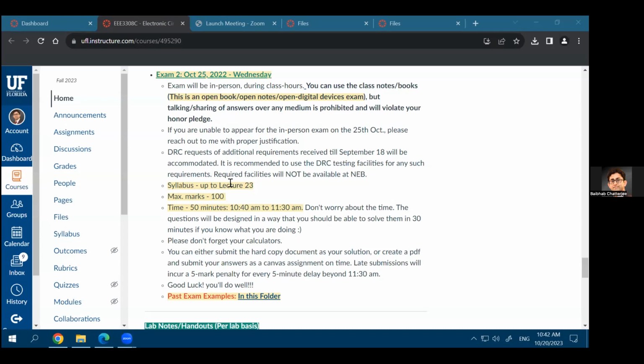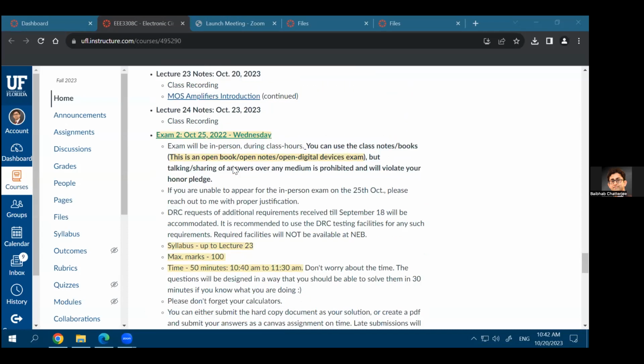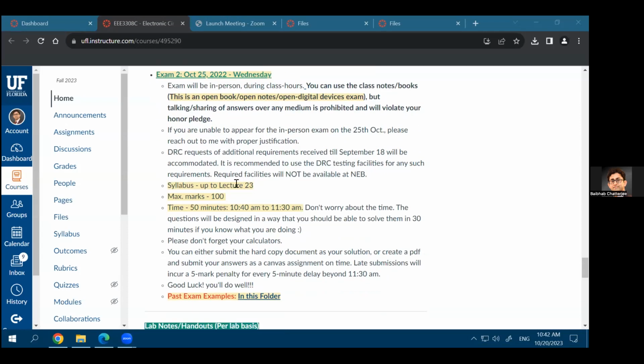Syllabus will be whatever we are discussing till today's lecture. But then again, the most important topics would be, of course, diodes, MOSFETs as devices, and how you DC bias the MOSFETs. In other words, for example, the questions that were there in your homework number 4, those will be very important for this particular exam.